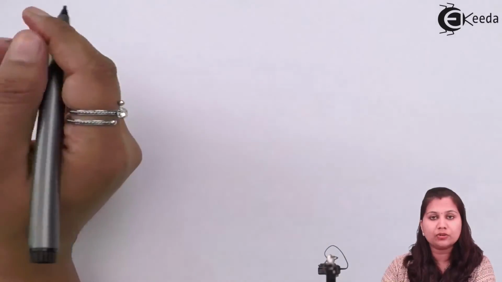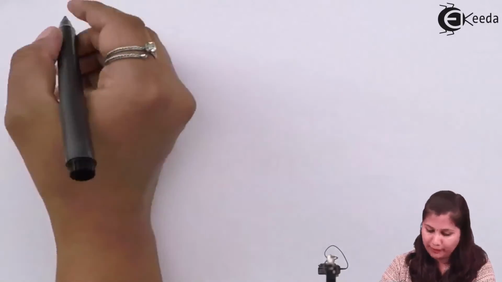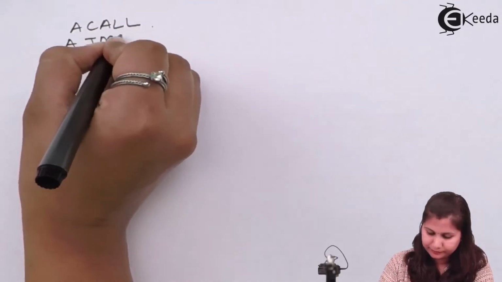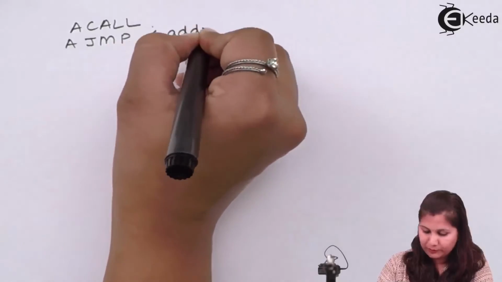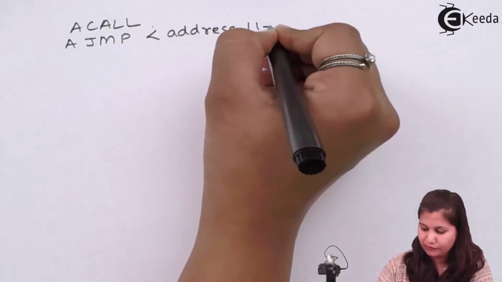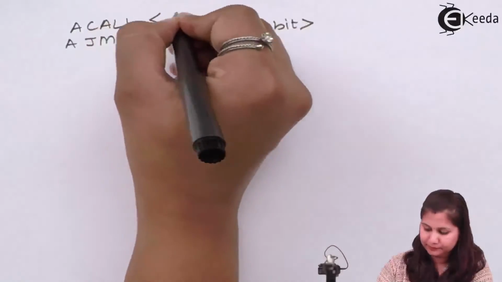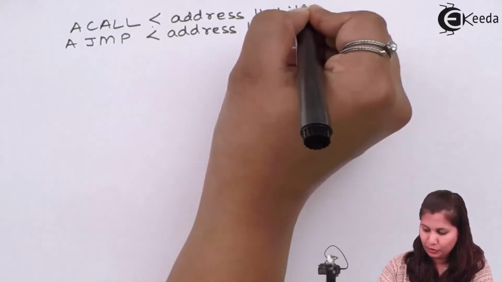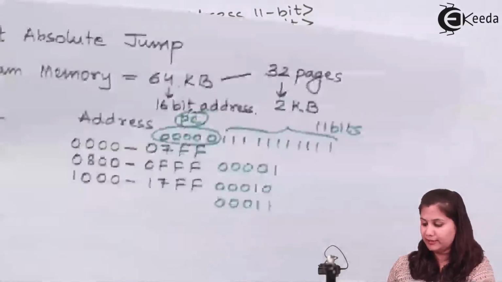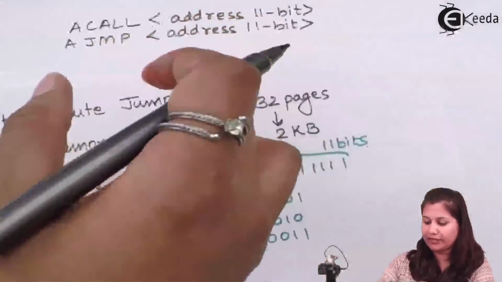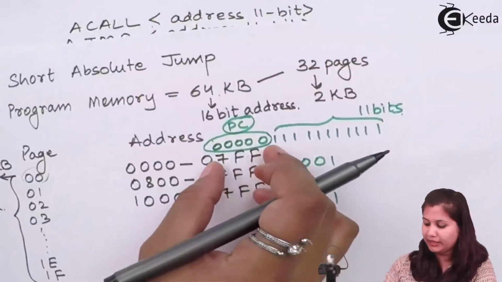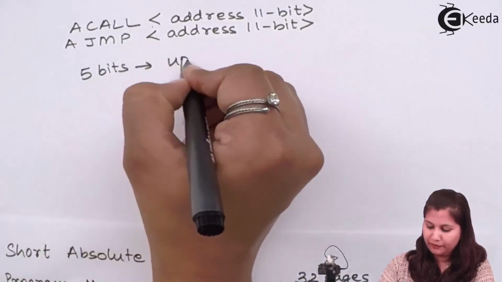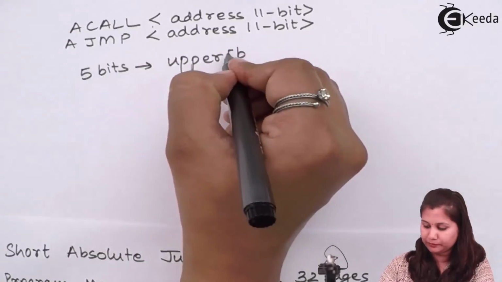The instructions which use the short absolute jump are ACALL and AJMP. Here we have to specify the addresses which are of 11 bits. So of the 16 bits of the address, 11 bits we get from the instruction itself, and the remaining 5 bits we get from the upper 5 bits of the program counter.